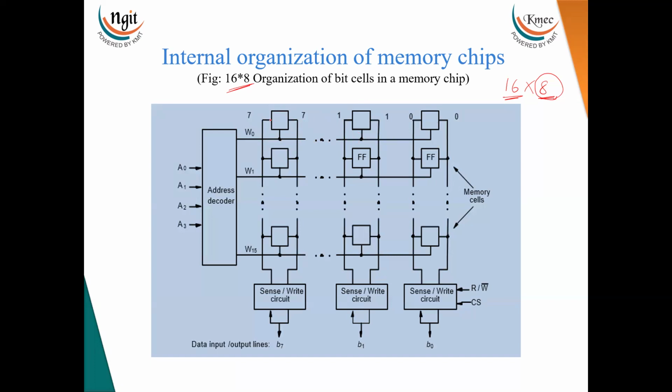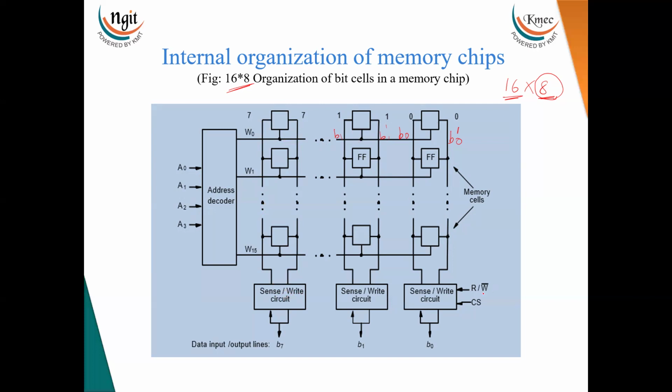Now to each cell, two bit lines are connected. Here this is one bit line and this is another bit line. The data on this line is the complement of the data on the other. This is the b0 bit, and here b0 dash, the complement of this bit, is available. Here the b1 bit is available, and here the b1 dash bit is available. These two bit lines are connected to the sense/write circuit. Sense/write is nothing but a read/write circuit.